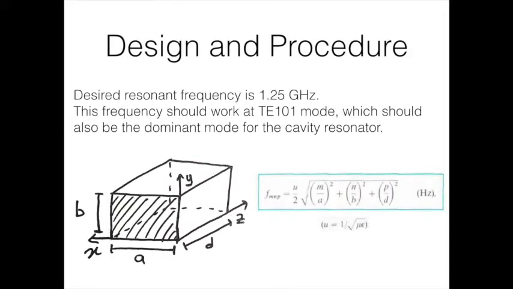I chose my desired resonant frequency to be 1.25 GHz. This frequency should work at TE101 mode, which should also be the dominant mode for the cavity resonator. This means that there should be no lower resonant frequency for this cavity resonator. The diagram on the left shows the dimensions of the cavity resonator as A, B, and D, and the formula on the right is used to calculate the cavity resonator resonance frequency.